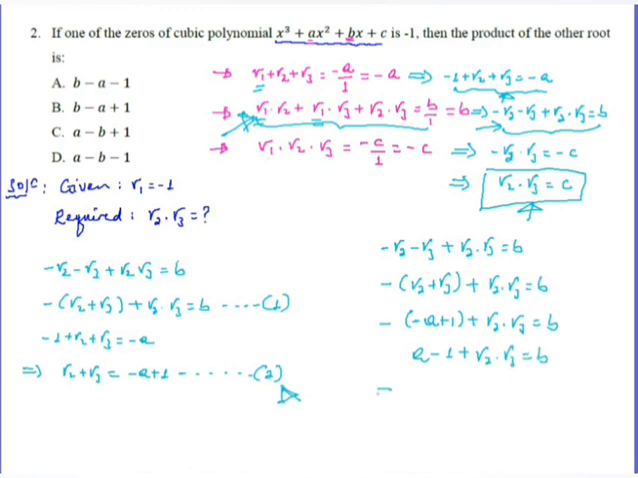So ይሄ ምን ይሆናል ማለት ነው? r2 times r3 is እነዚህን ወደ ቀኝ ወሰዷቸው። ይሄንን ወደ ቀኝ ወሰዱ። So it becomes b minus a plus 1. Okay, so the product of the other two roots will be b minus a plus 1. So our answer will be b.